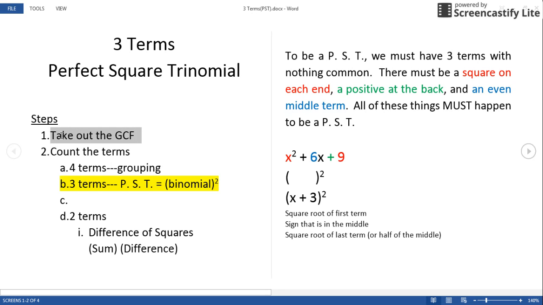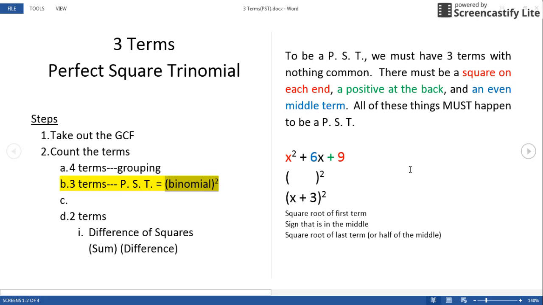First, we take out a greatest common factor if we can. Next, we count the terms. When there are four, we group. We saw earlier if there are two, difference of squares, but now with three terms, we hope it's a perfect square trinomial. If it is, it'll factor as some binomial being squared.